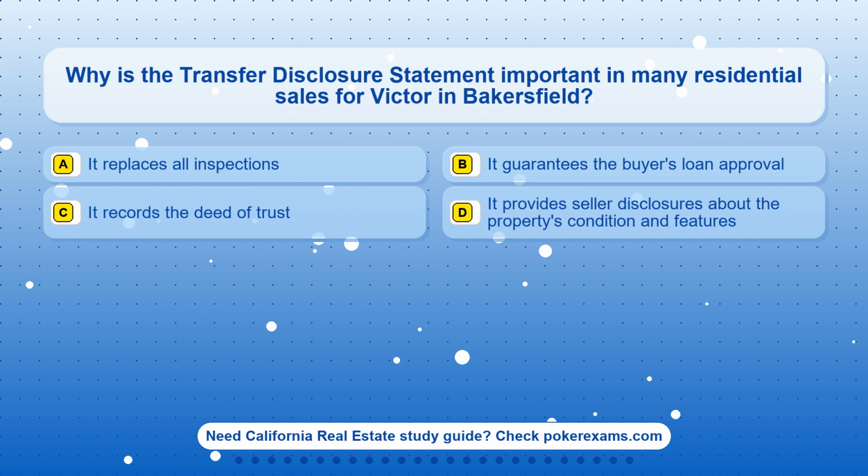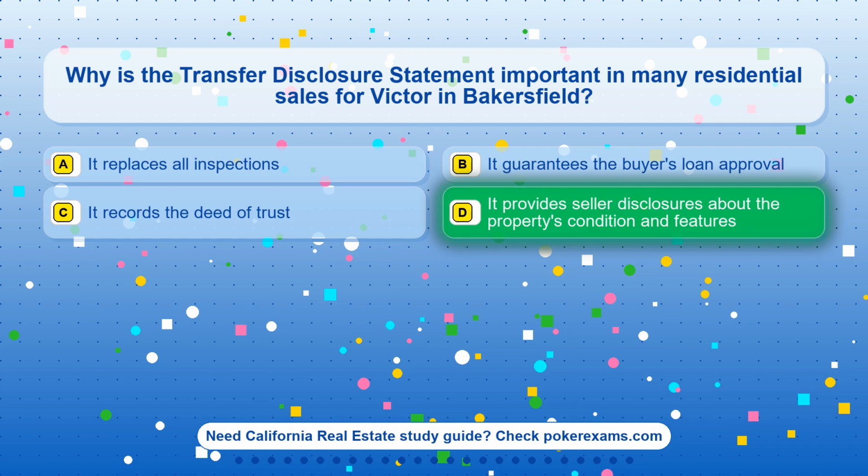Question 11. Why is the transfer disclosure statement important in many residential sales for Victor in Bakersfield? Option A. It replaces all inspections. Option B. It guarantees the buyer's loan approval. Option C. It records the deed of trust. Option D. It provides seller disclosures about the property's condition and features.